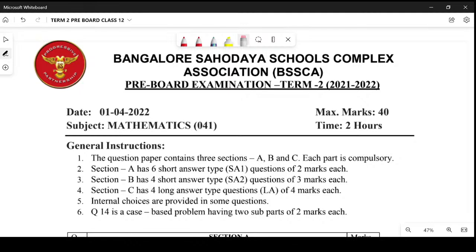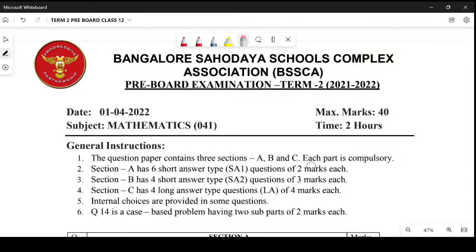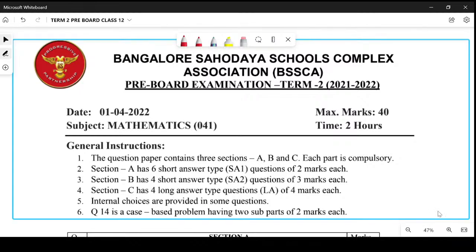Now you can see this paper contains 3 sections, A, B and C. Each section is compulsory. Section A has 6 short answer type questions of 2 marks each. Section B has 4 short answer type questions of 3 marks each. Section C has 4 long answer type questions of 4 marks each. Internal choice is provided in some questions. But question number 14 is a case based problem having 2 subparts of 2 marks each.